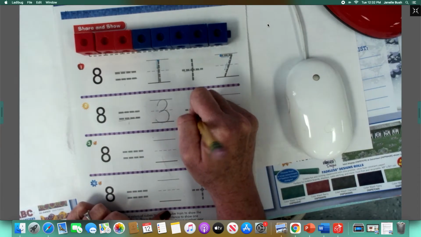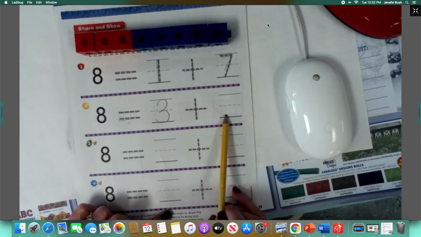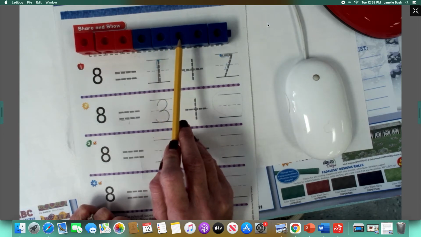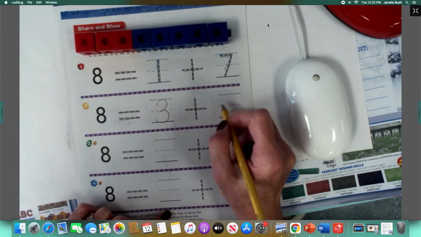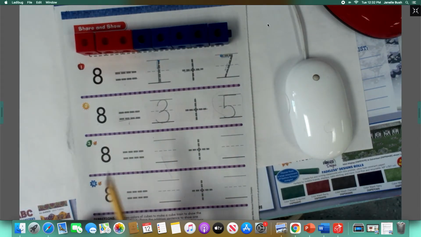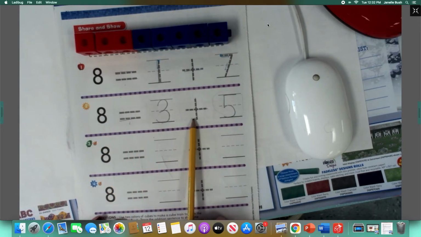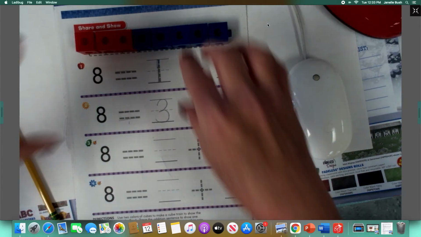All right, now trace your plus sign. Now, this side right here is where we're going to put the blue. So let's count. 1, 2, 3, 4, 5. So how many blue? 5, yes. So now our addition sentence says 8 equals 3 plus 5. Okay, now we're going to change it again.